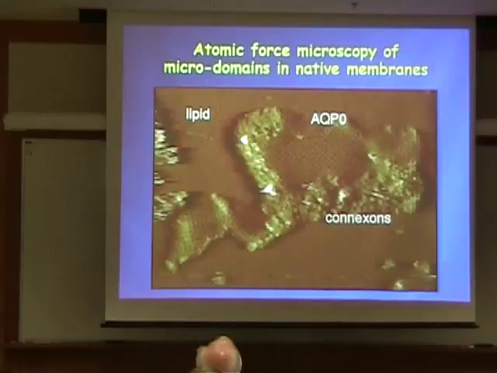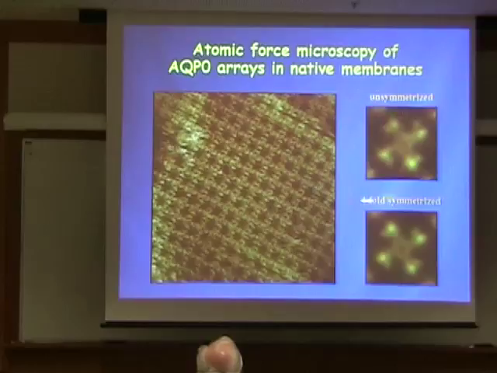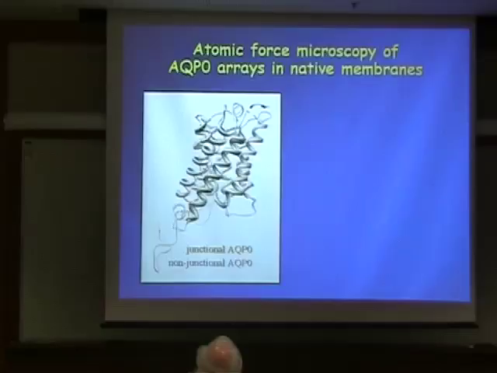This is the raw image, this is after averaging and after four-fold symmetrization, and now we can try to figure out the conformation of AQP0 in these native membranes, in these membrane junctions. As I mentioned, non-junctional full-length AQP0 has this conformation of loop A. When you have junctional AQP0, this loop undergoes a conformational change and moves over to this conformation.